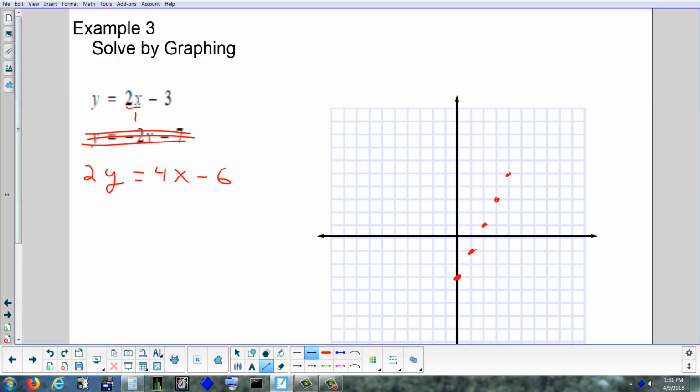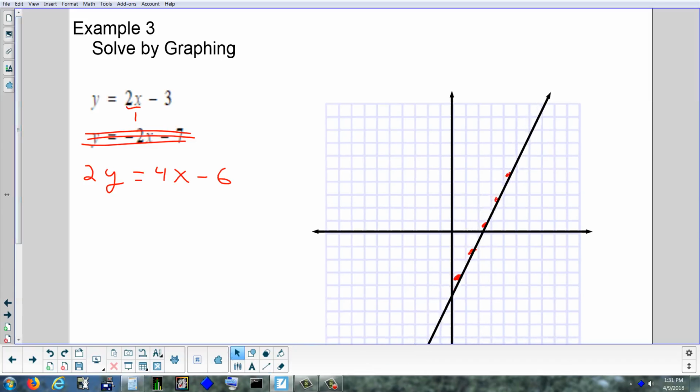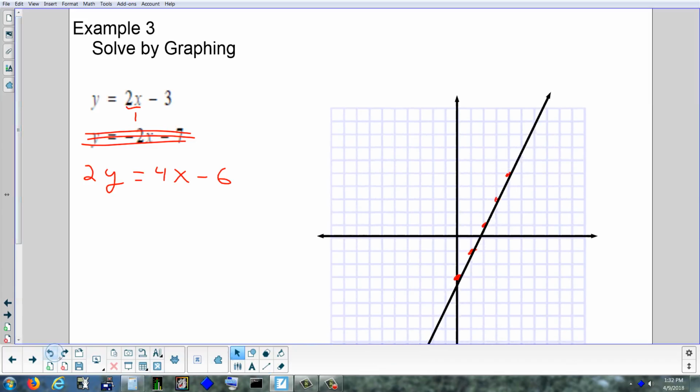I don't even know if I'm lined up. Okay, so just draw it the best you can. This will probably be good enough. We'll see. Okay, is the second one ready to graph?